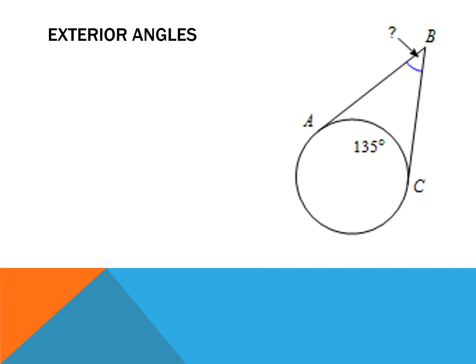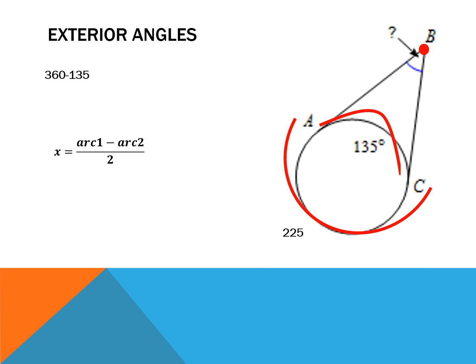Another example is when it looks like this. I call this the party hat or the ice cream cone. When you have two tangents touching, we're given arc AC, but you might think we don't have enough information. Well, we do, because AC is one part of the circle, and the rest of the circle has to add up to 360 when it looks like that. So 360 minus 135 would be your first step to get that other arc. Then we follow the same rule for exterior angles: subtract the arcs and divide by 2.